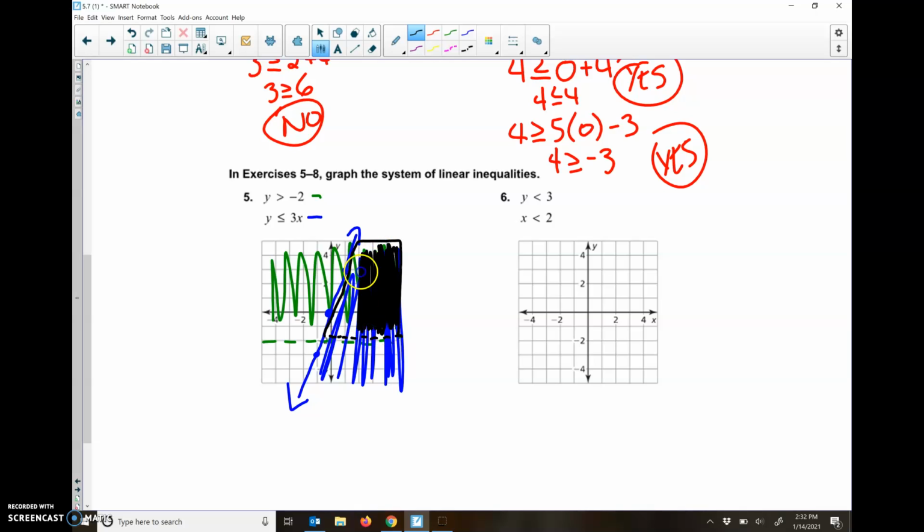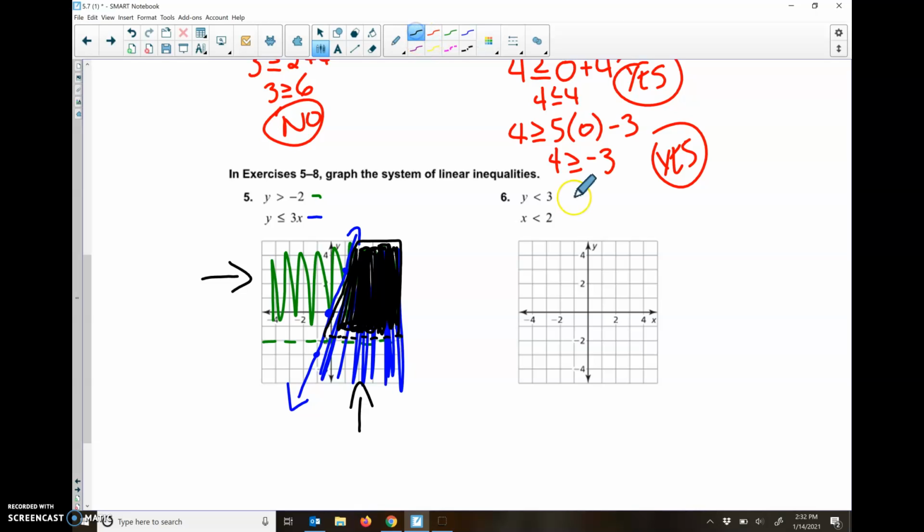I'm coloring it black now. So these are our possible answers. Any points in this area would be our positive answers. Any points over here is an answer to one of them, but there's no blue there. Any points down here, well, that's the answer to one of them, but there's no green there. So you're looking for the part of the graph that has both green and blue being shaded there.